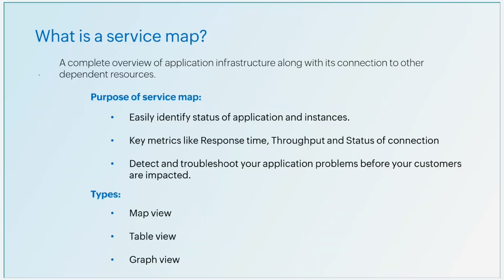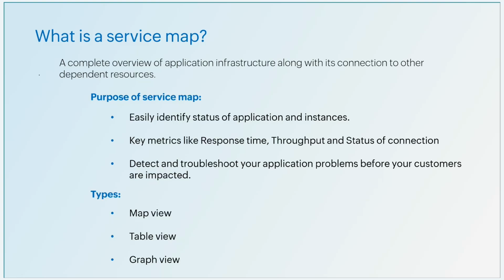So what is a service map? It is nothing but something which will provide you a complete overview of the application infrastructure with the connection to the other dependent resources. So the purpose of a service map is to easily identify the status of the application and the instances, monitor the key metrics like the response time, throughput, and status of the connection, detect and troubleshoot your application problems before your customers are getting impacted, and monitor the number of failed request count.